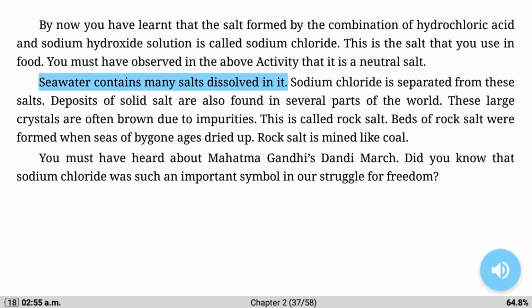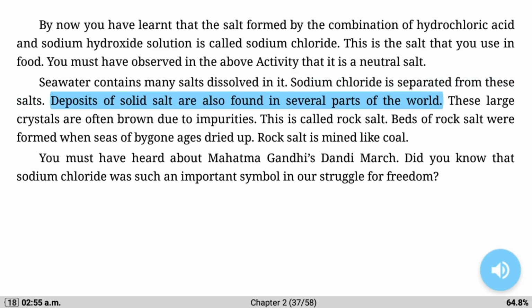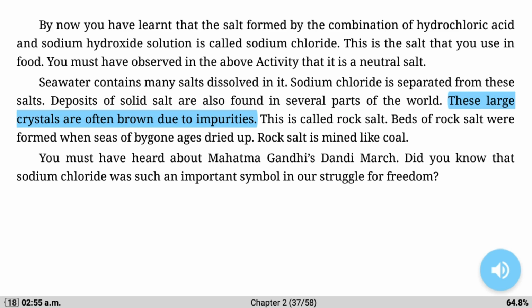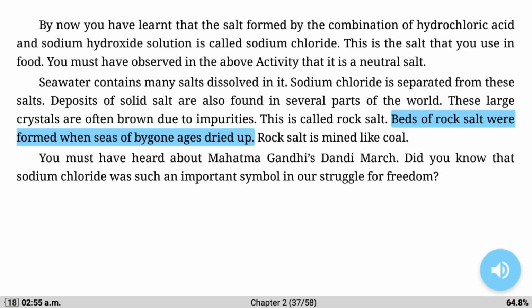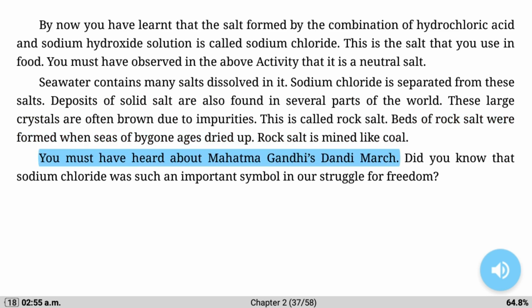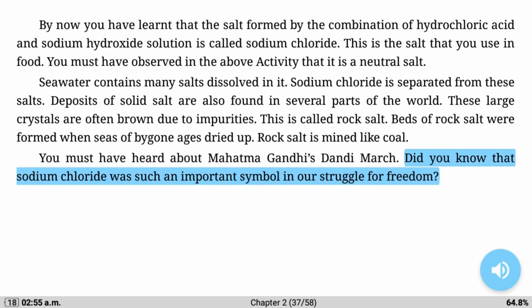Seawater contains many salts dissolved in it. Sodium chloride is separated from these salts. Deposits of solid salt are also found in several parts of the world. These large crystals are often brown due to impurities. This is called rock salt. Beds of rock salt were formed when seas of bygone ages dried up. Rock salt is mined like coal. You must have heard about Mahatma Gandhi's Dandi March. Did you know that sodium chloride was such an important symbol in our struggle for freedom?